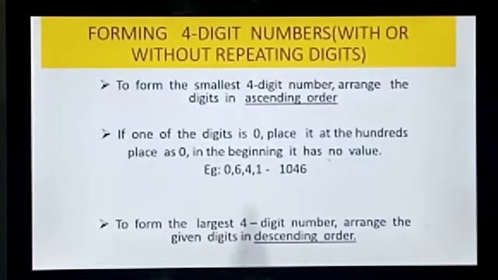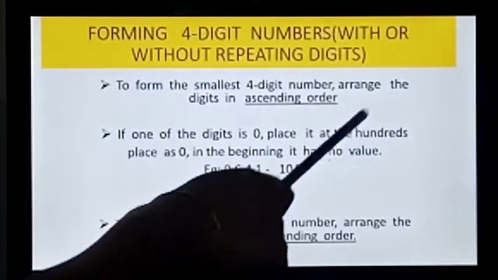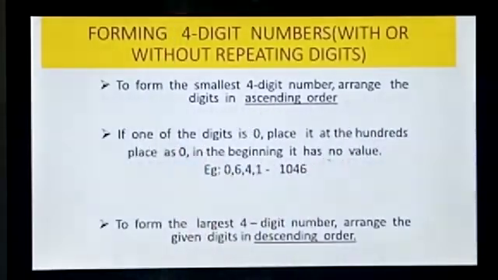To find the smallest four-digit number, arrange the digits in ascending order. So, if you want to form a four-digit number and it should be the smallest four-digit number, what you need to remember is that you should arrange the digits in ascending order.